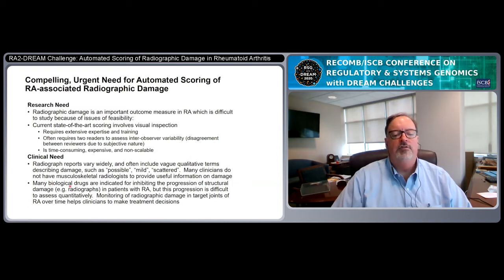And the biologic drugs that we use to treat rheumatoid arthritis, many of them are indicated for prevention of progression of structural damage, meaning X-ray progression in patients with RA. But this progression is difficult to assess quantitatively by clinicians. So having an automated way to score these films would provide a quick and easy and quantitative measure of damage for clinicians to help guide their treatment decisions.